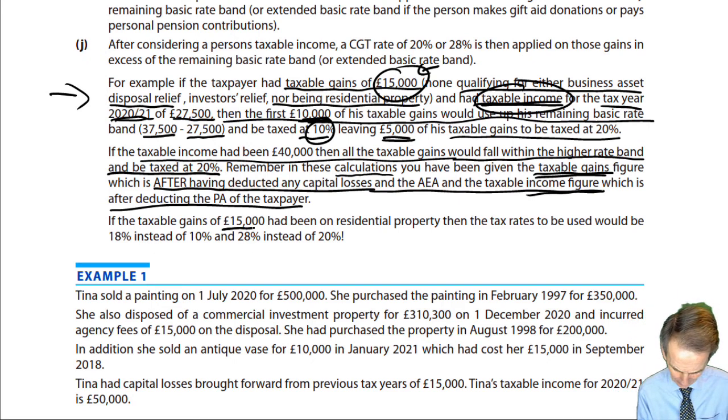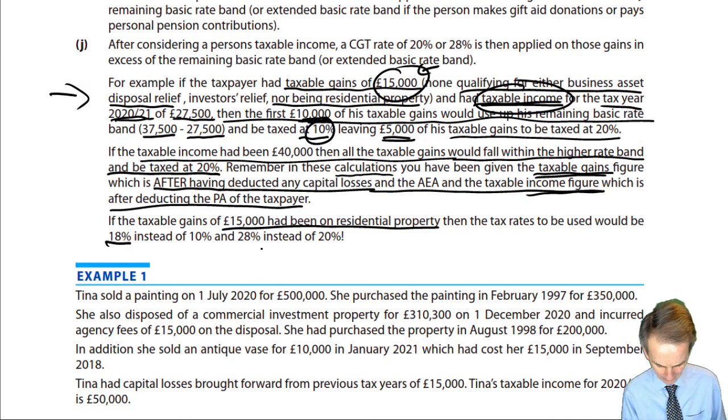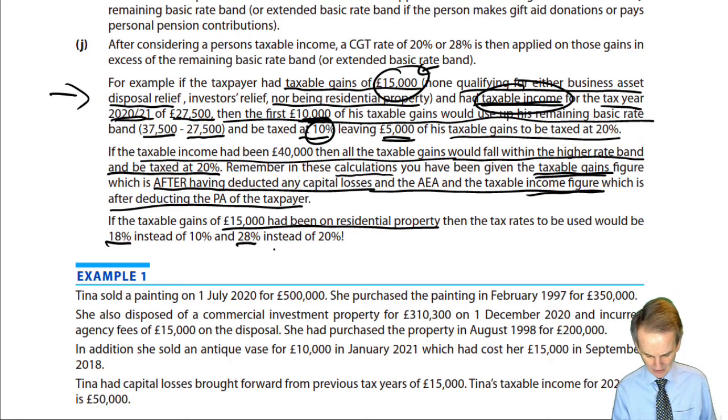If the taxable gains of 15,000 had been on residential property, then we replace 10 and 20% with, of course, 18% instead of 10 and 28% instead of 20% there. So we now know how to calculate those gains. But the figures were given as taxable gains, taxable income. Read a question very carefully.